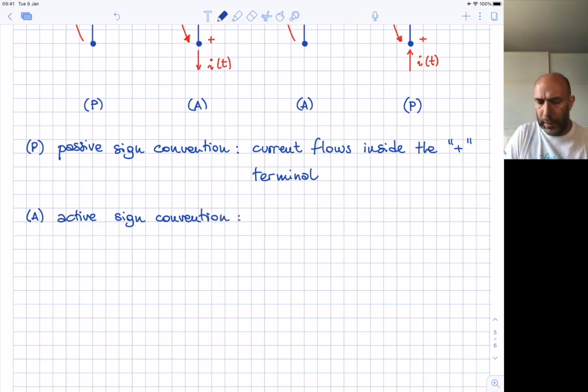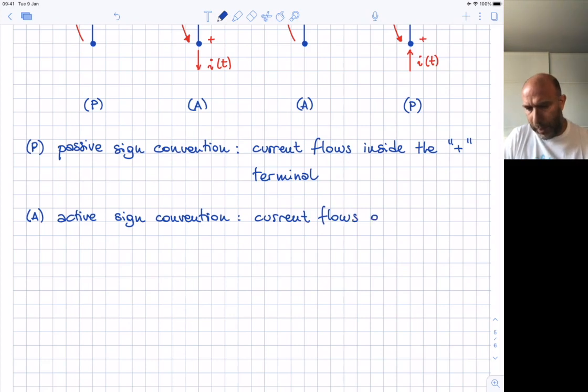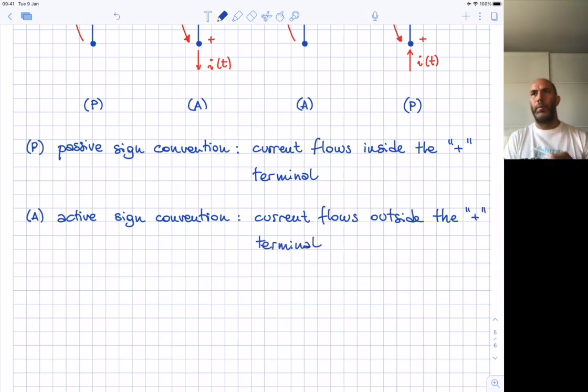In this case, the current flows outside the plus terminal. This is only a convention for the two physical quantities, voltage and current, and their direction.